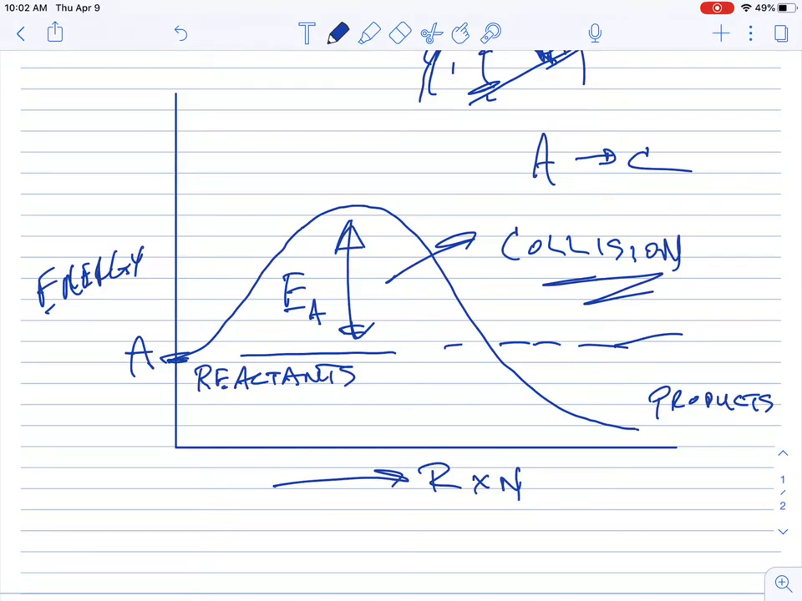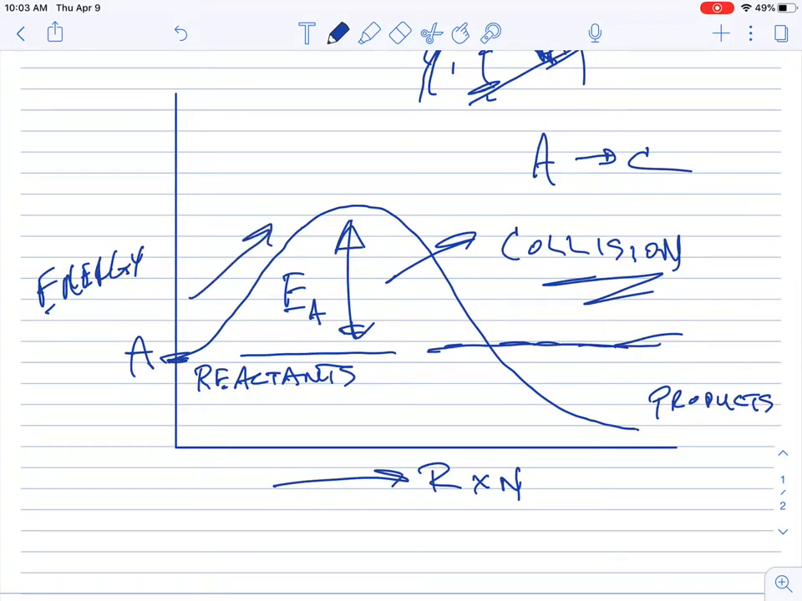That's what's going to be provided by that collision. So obviously, if the particles are so low that the collisions have such low energy that they are not able to clear that, then no reaction is going to take place. So here's what's going to happen.